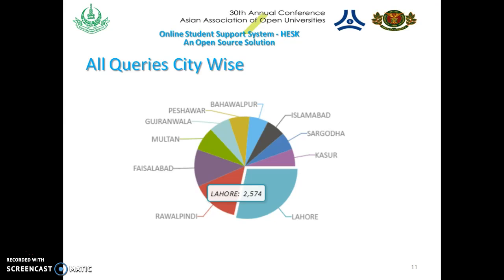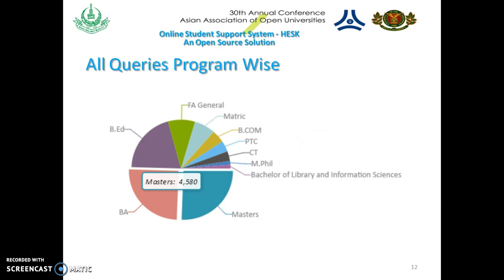You can also get a report on which city the most questions are being submitted from. It's again Lahore, Rawalpindi and Faisalabad. You can also see in this report for which programs more queries are coming. So the fewer the queries, the better the system. All these are complaints or questions being asked. They're not technical, they are more administrative questions. This report is showing degree wise, program wise, like from master students and bachelor students and so on.